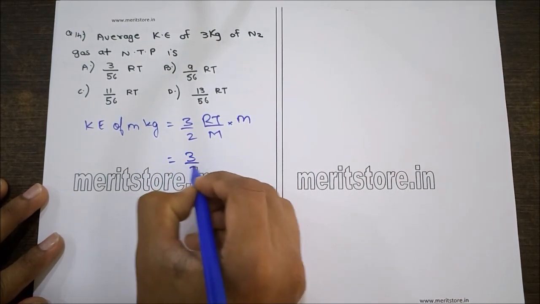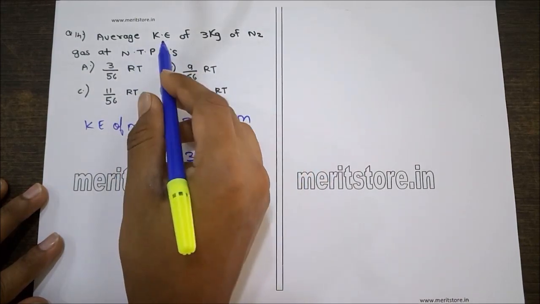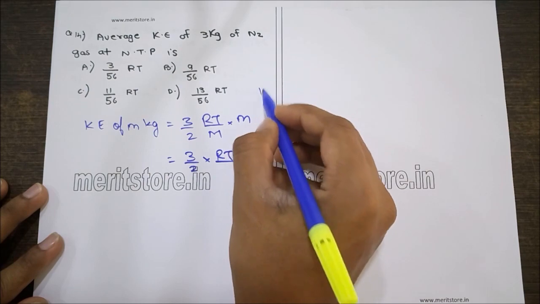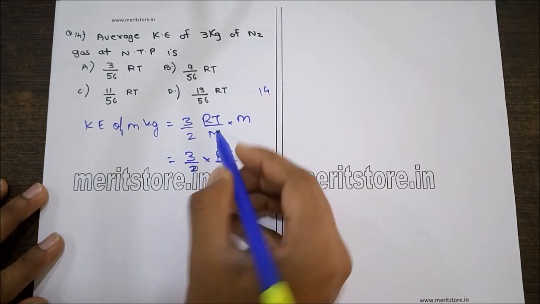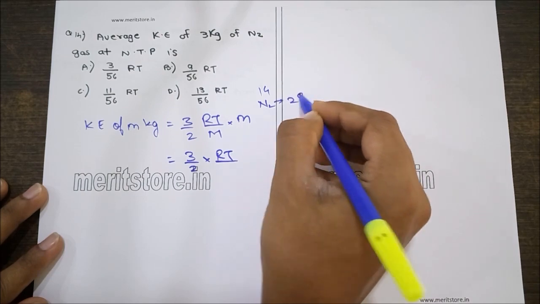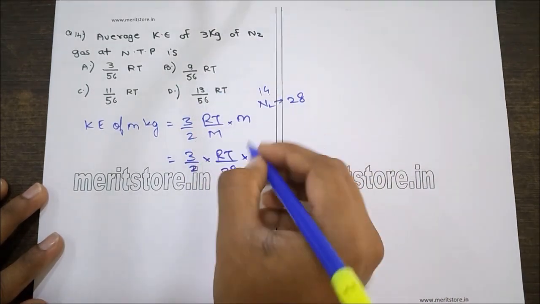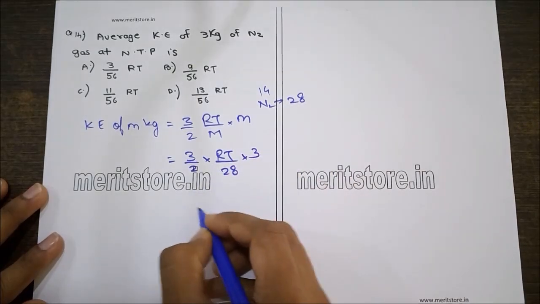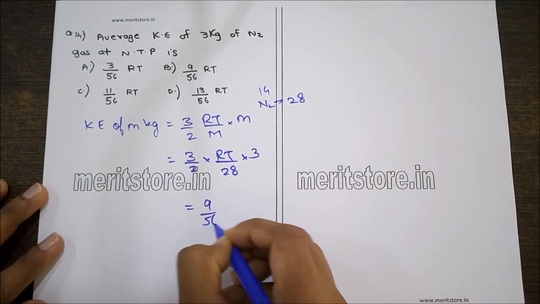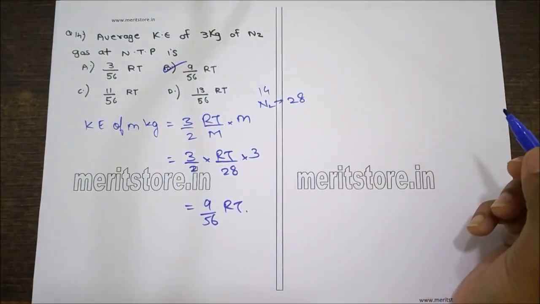So that becomes 3 by 2 times RT, and nitrogen has an atomic mass of 14, so the molecular mass of N2 becomes 14 into 2, that is 28. So M is 28 times 3 kg. So this comes out to be 9 upon 56 RT. Hence option B is the correct answer.